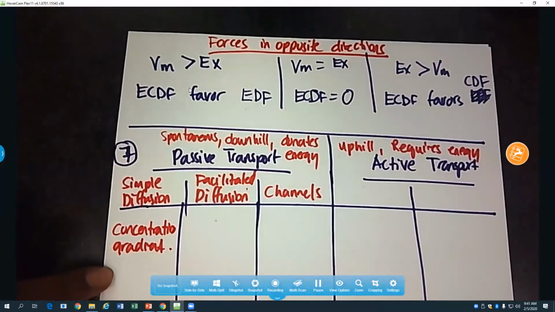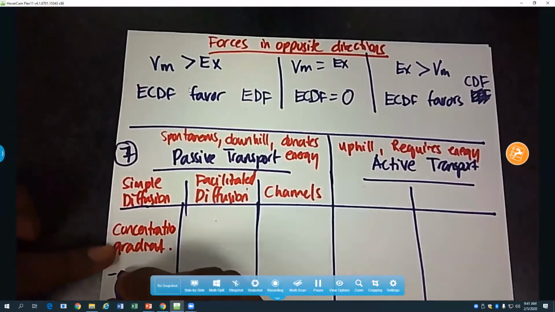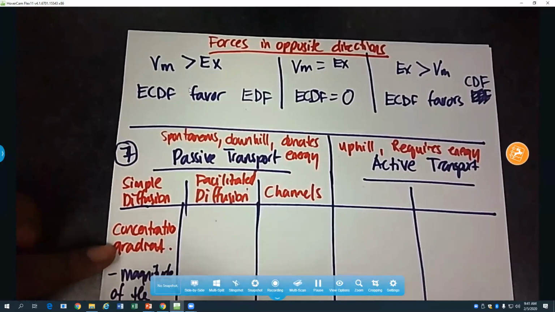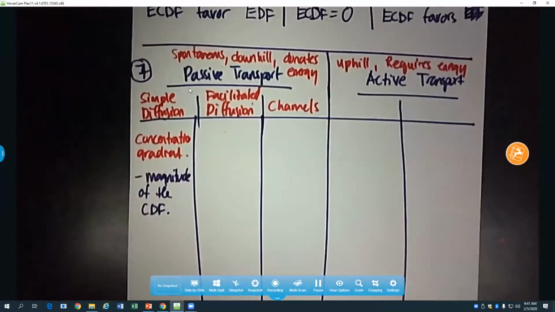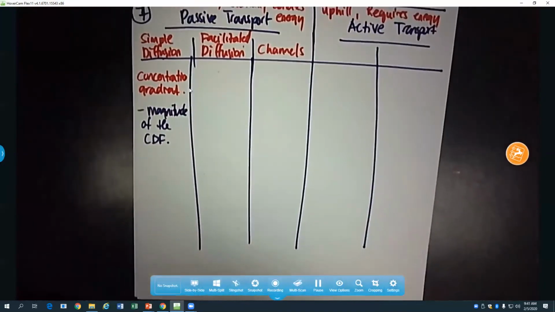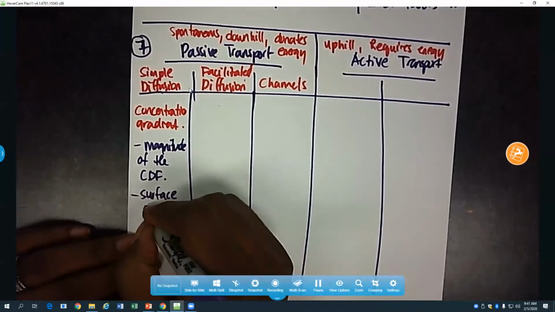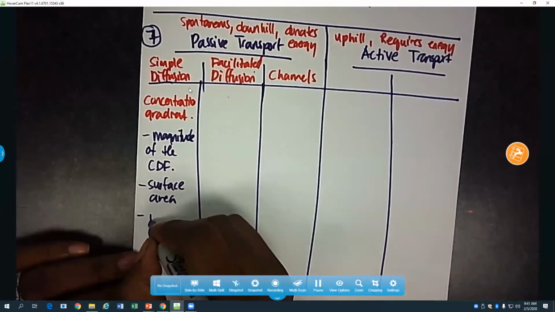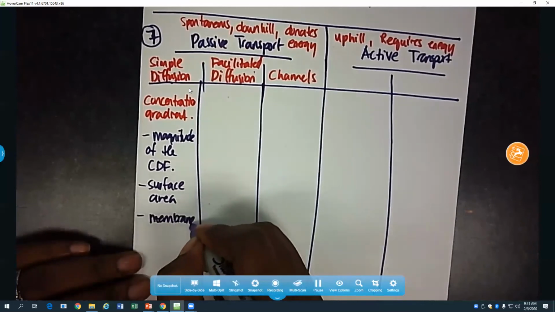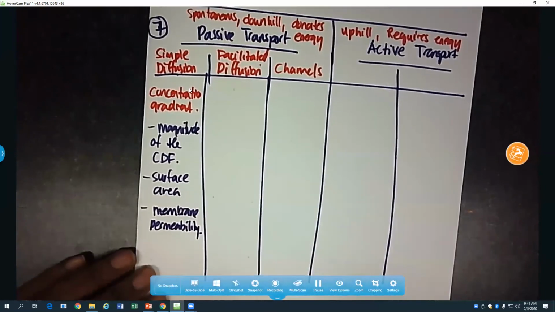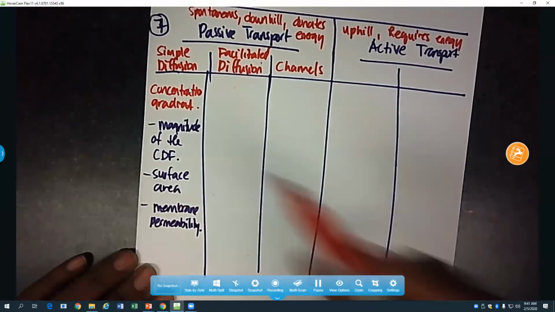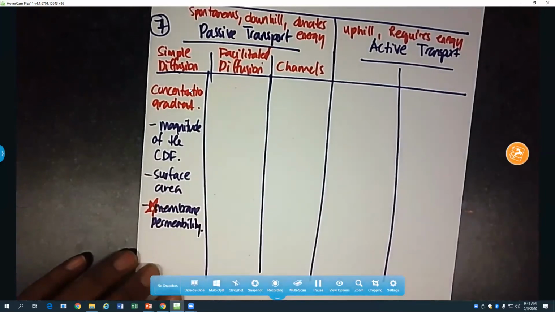We talked about factors that affected simple diffusion, such as the magnitude of the driving force, how strong it was, the chemical driving force specifically, so only the concentration gradient. We said the surface area available for transport, and then we also said the membrane permeability. We then spoke about some other factors that determine the membrane permeability, so make sure you go over those three factors as well.